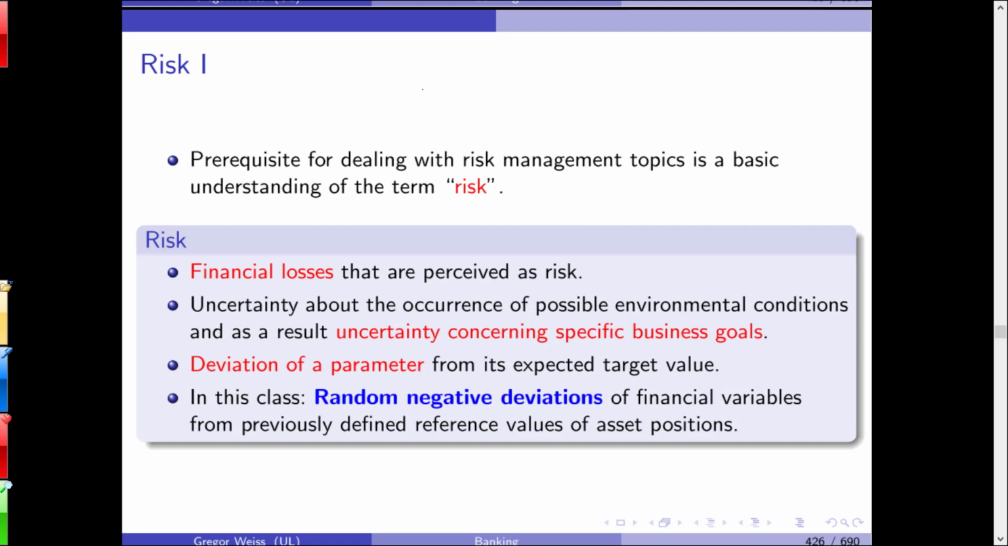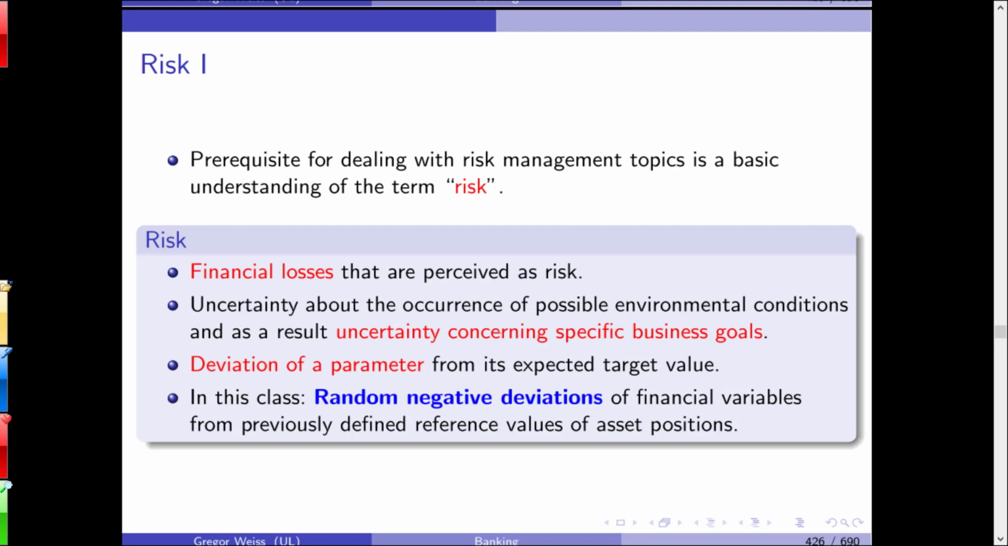Uncertainty could be risk. Uncertainty about the occurrence of possible environmental conditions, and as a result, uncertainty concerning specific business goals. Okay. The deviation of a parameter from its expected target value, that could also be risk.